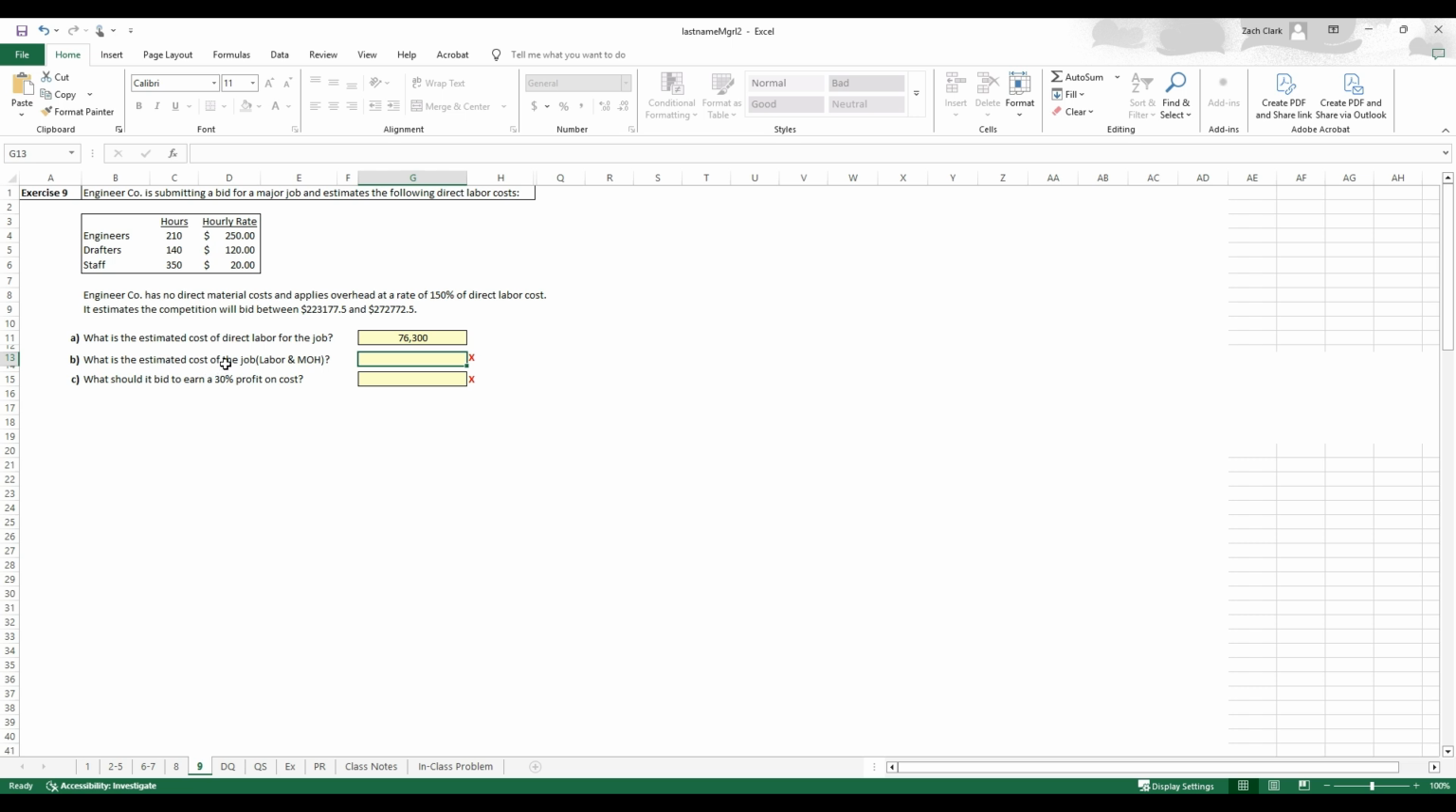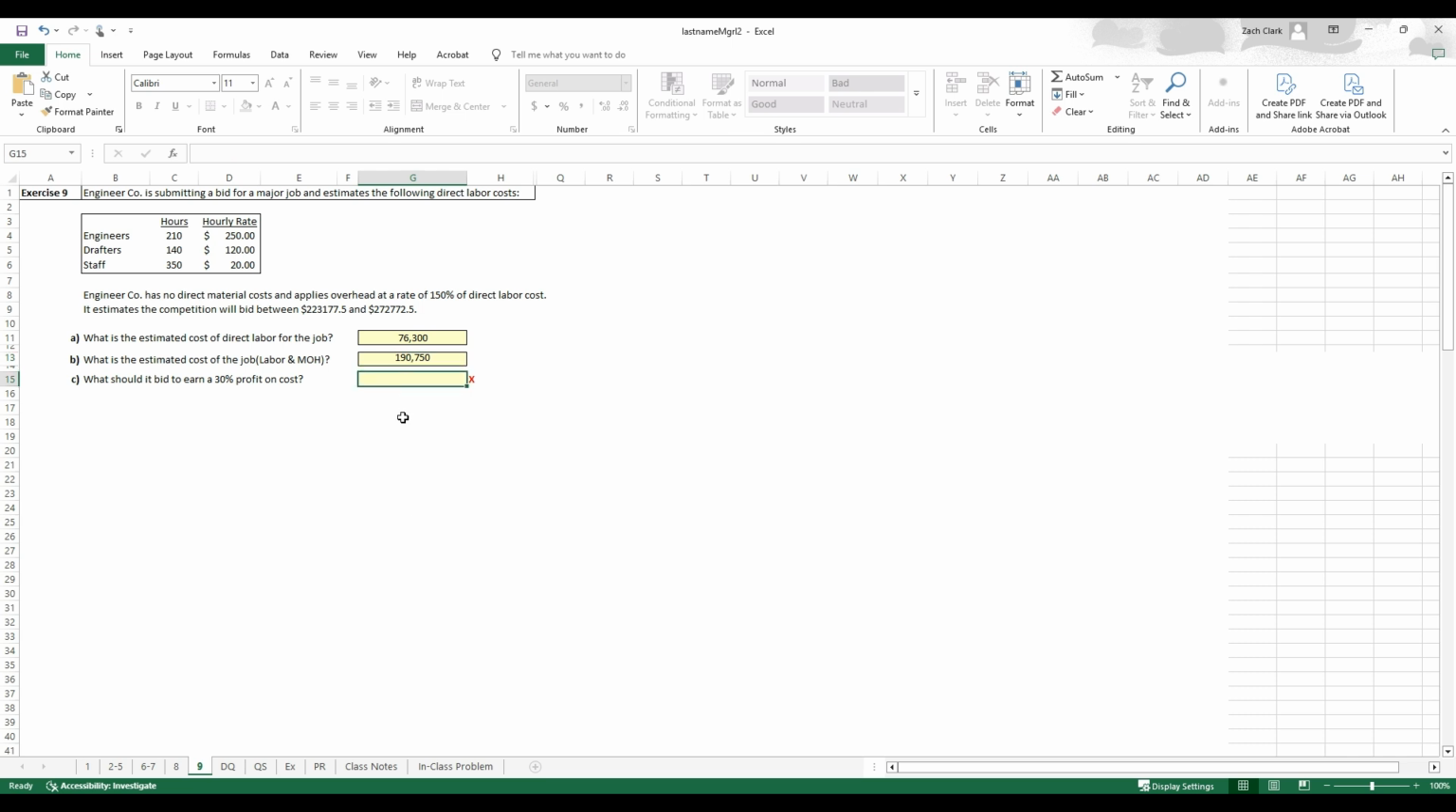Okay, and so what is the estimated cost of the job with labor and manufacturing overhead? So we just need to take our direct labor that we estimate, and then we're estimating that the manufacturing overhead portion is going to be 125% of what that total is. Wait, what did I mean? Oh, sorry, not 125, 150. There we go. Got to have the right allocation rate there. I was still thinking about the last problem with 125%.